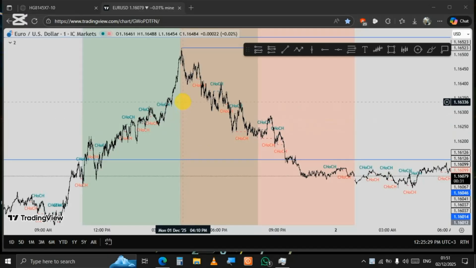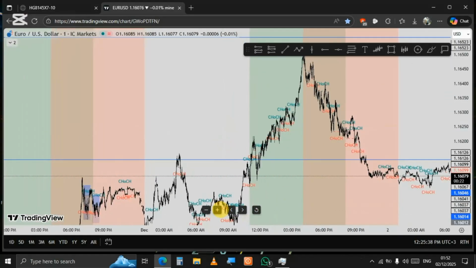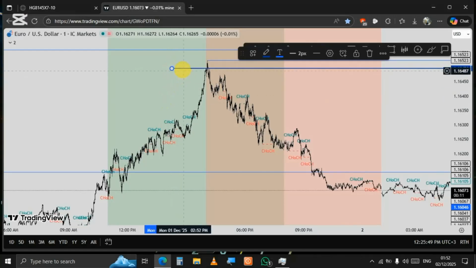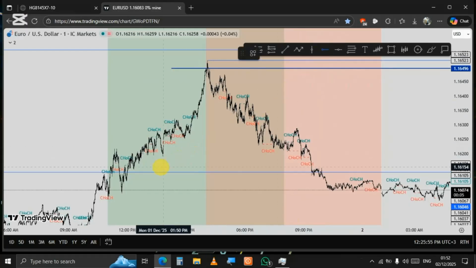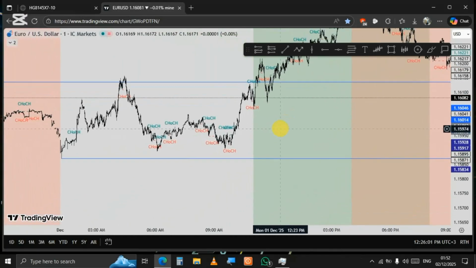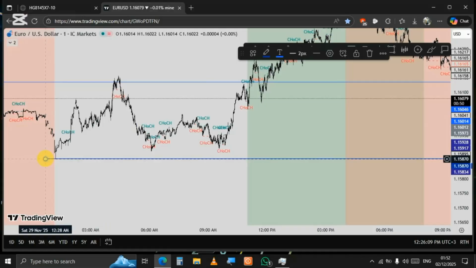You ask yourself, where is the high of the day? When I check my charts, this is the high of the day. You see this before New York open, where I put this line. This is the high of the day so far before New York open. Where is the low of the day? You see this blue line? This is the low of the day so far.